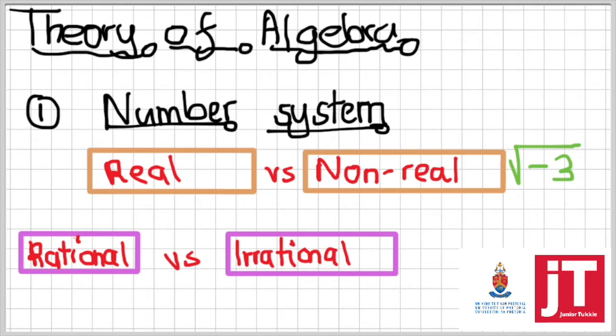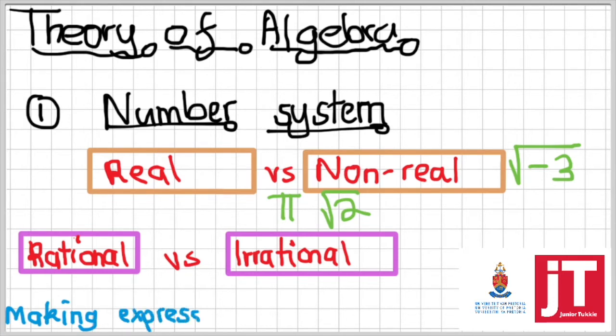What is a rational number? A rational number is any number which you can express as a fraction, like 2 over 3, like -40. -40 how? It's -40 over 1. It can be expressed as a fraction. What about irrational numbers? A number like pi, a number like square root of 2, these numbers cannot be expressed as fractions. Also, you need to know how to make expressions undefined. Very important. You need to know how to make expressions undefined.